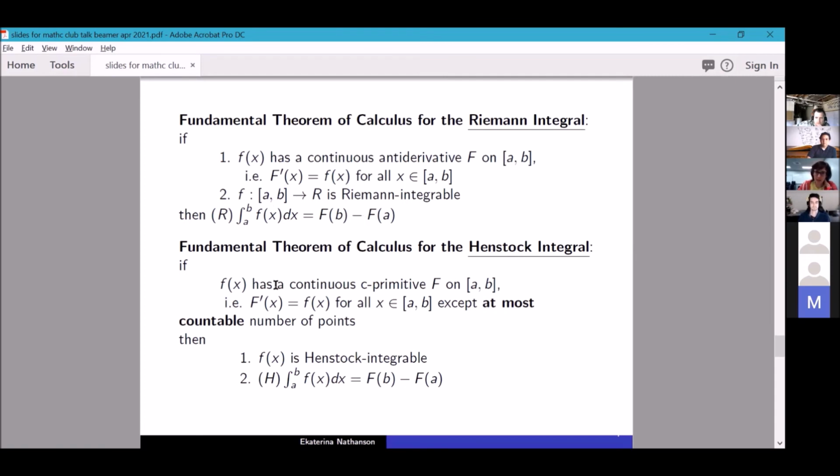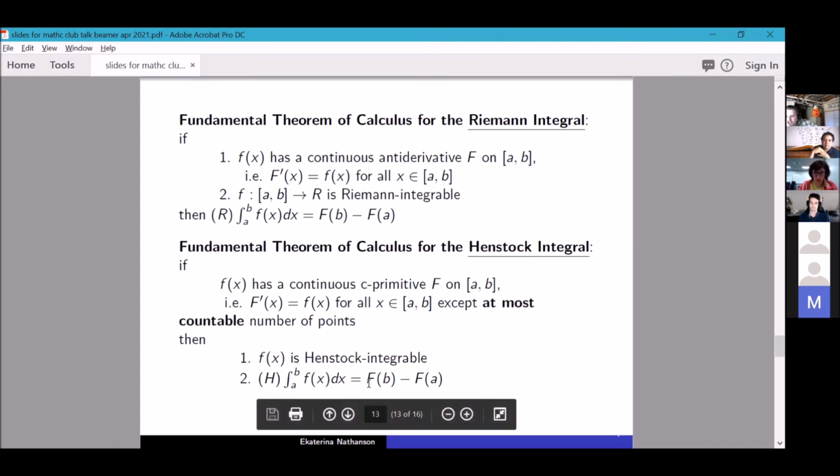The second statement is the fundamental theorem of calculus for the Henstock integral. Same start: our little function f has a continuous primitive, which is the same as an antiderivative, that works for all x, but maybe a countable number of points, so we can exclude some points. Then little function f is integrable, and the regular formula also works.